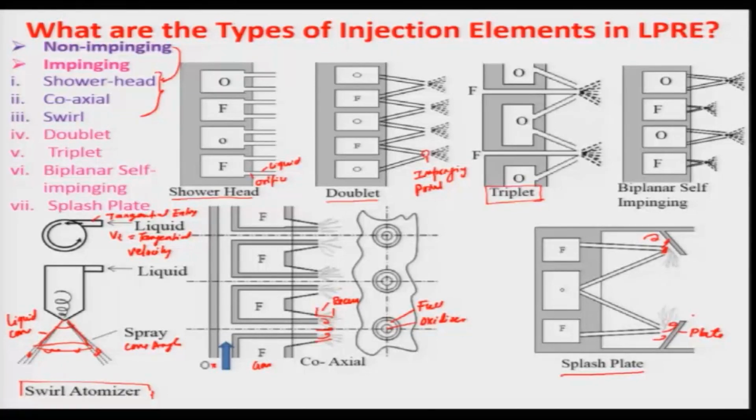So, therefore, the splash plate atomizer injector is not very much used, and besides this the pressure losses will be much higher due to the presence of this plate, and also structurally it will be a little weaker in that sense, because this plate will be subjected to very high temperature and pressure gases.